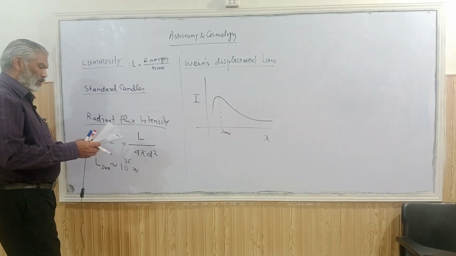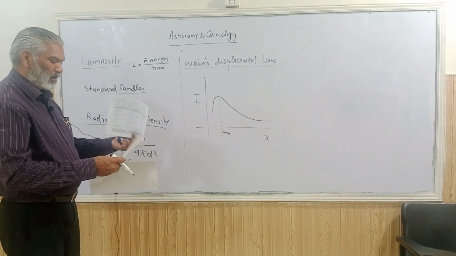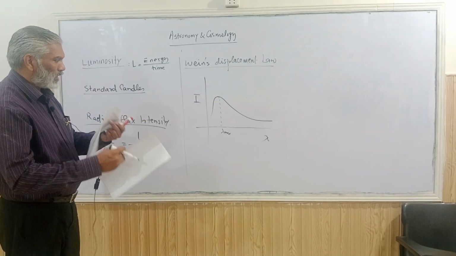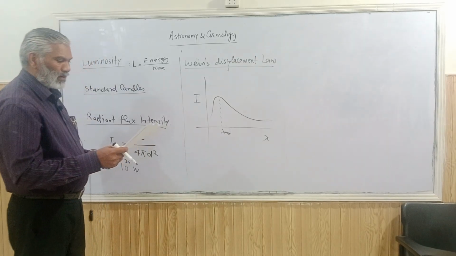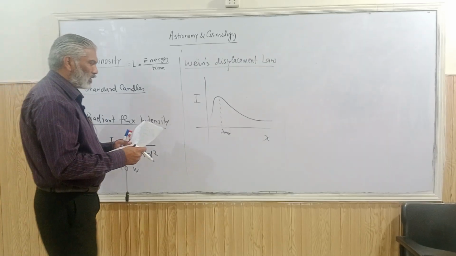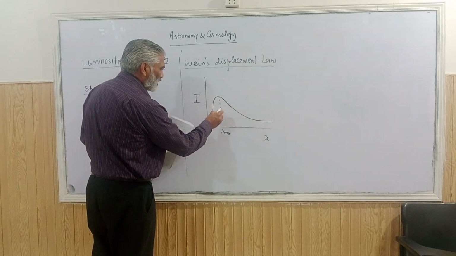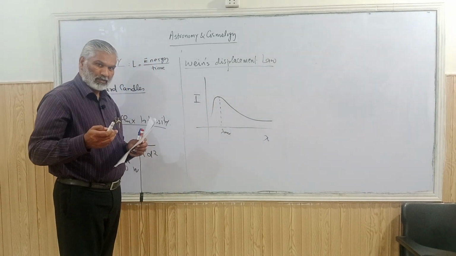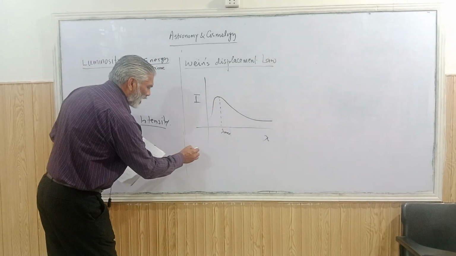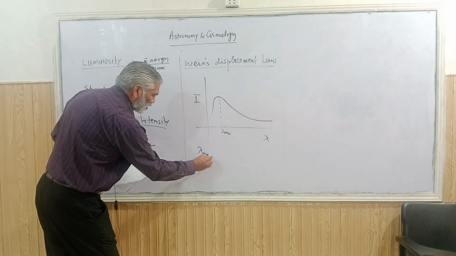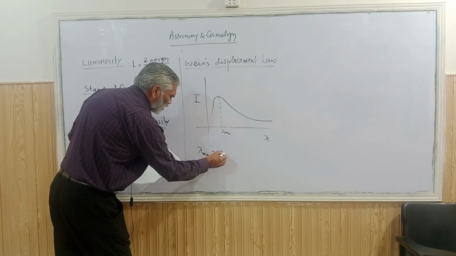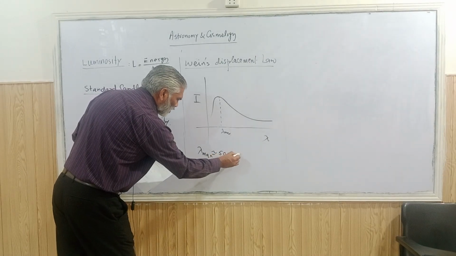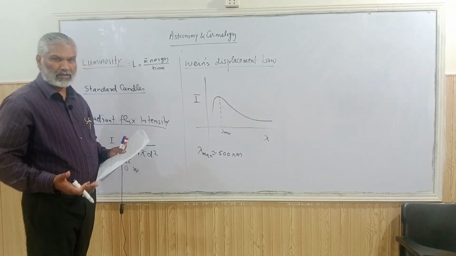And for example, for the sun, if the surface temperature of the sun is to be found, we know what is the dominant radiation that the sun is emitting. Lambda max for the sun is nearly 500 nanometer, which is yellow light.